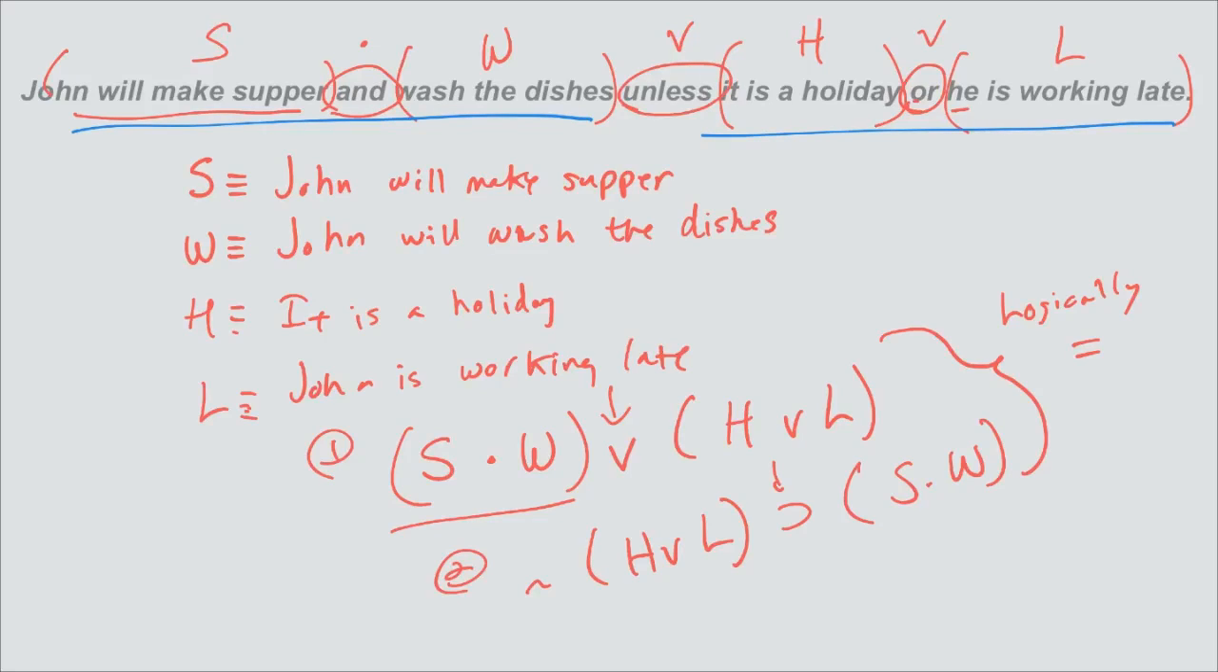Sometimes one of the hints that you will often find is that when you have a compound statement or a more complex statement like this, when you see a comma, the comma often indicates that everything to the left of the comma is to be grouped together and the things to the right of the comma are to be grouped together. From this statement, we just have to use the context to understand what the context of the statement is. John will make supper and wash the dishes unless it is a holiday or he's working late. So it seems those first two conditions are together. John will make supper and wash the dishes unless, he'll do that unless one of these other two things obtains, right? So that's how we sort of judge it.